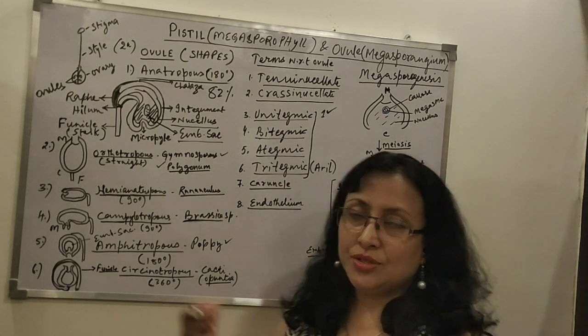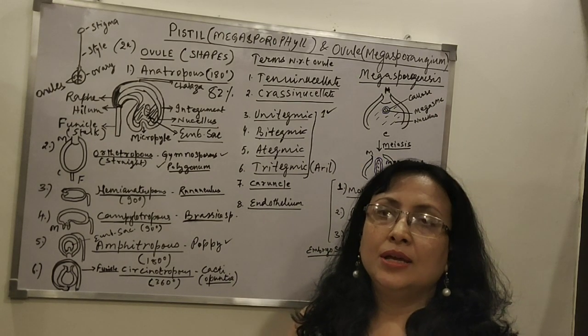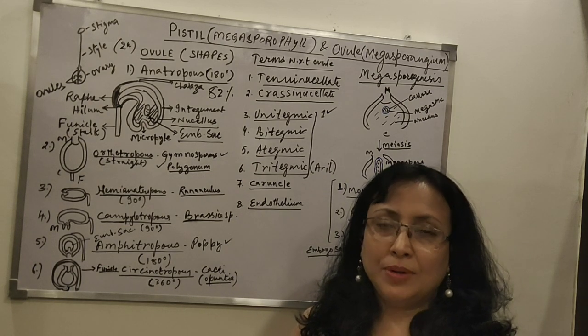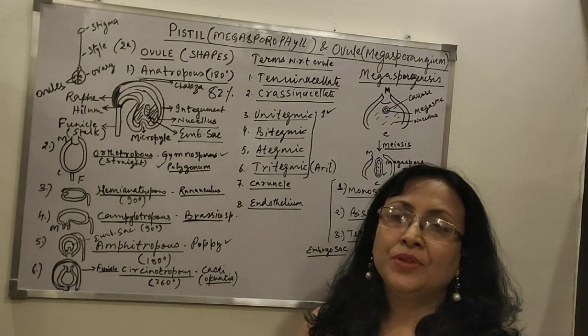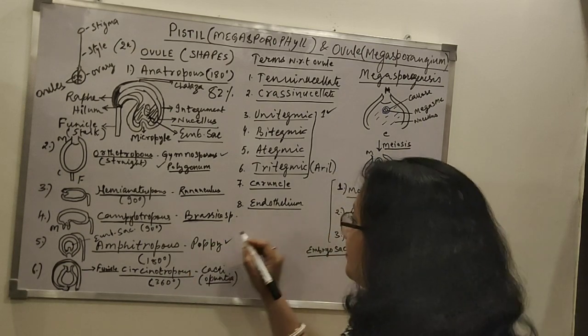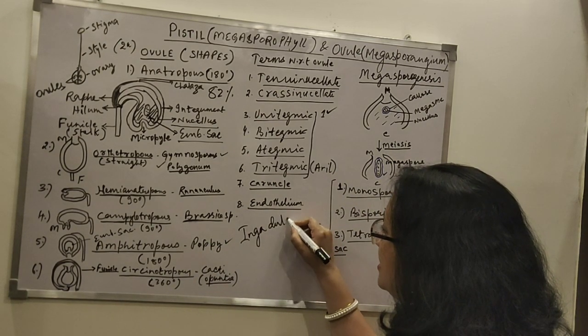Apart from lychee, which is a very well known example, if you refer to your notes or other books, you will see that aril is also found in some other plants like Asphodelus, which is a Liliaceae member. Then you will also find it in a plant called Inga dulce.